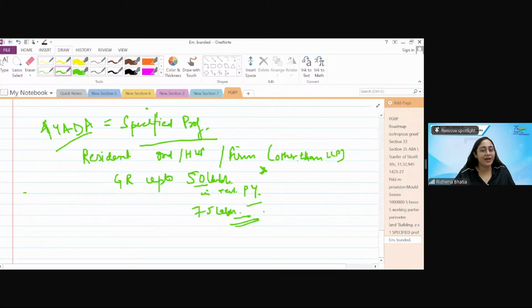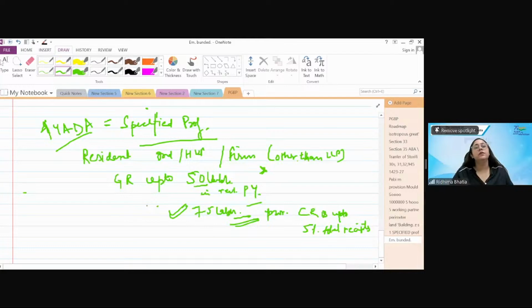44 ADA, provided their cash receipts are up to 5% of total receipts. If their cash receipts are up to 5% of the total receipts, then 44 ADA can be claimed even with the turnover or even with the gross receipts of 75 lakhs.